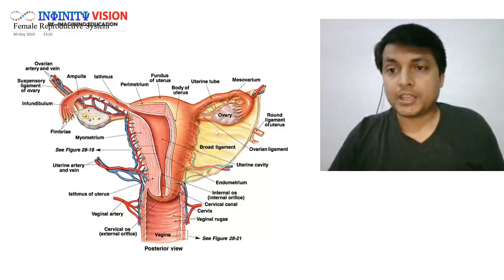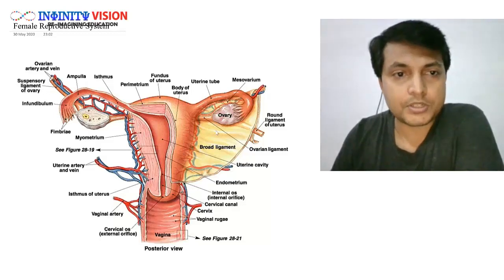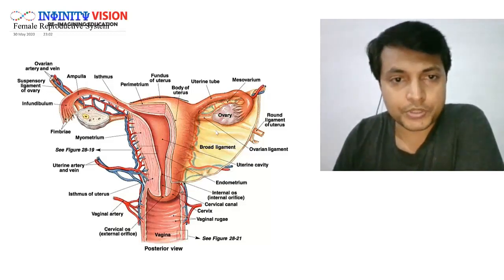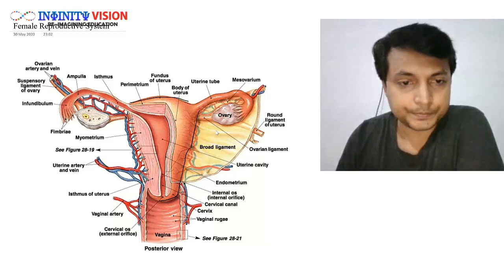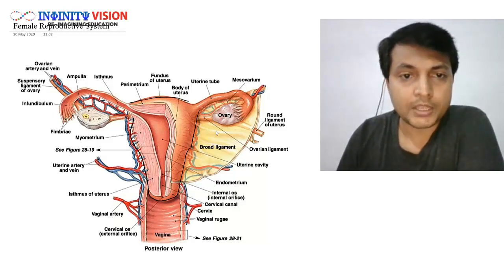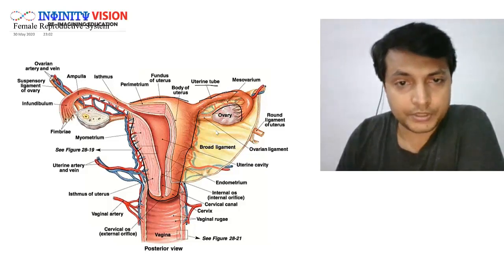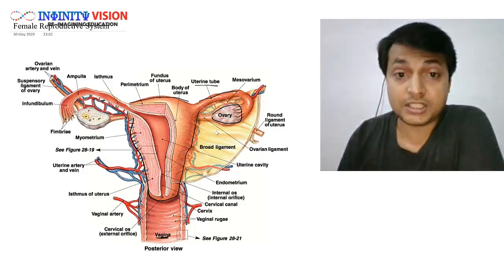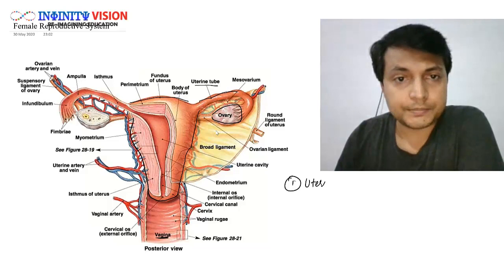So if we look at the female reproductive system, we find that it is mainly composed of the uterus. So this entire part is the uterus. A pair of oviducts, also known as uterine tubes, a pair of ovaries, vagina, and external genitalia. Okay, so let me write it here. The female reproductive system is mainly made up of uterus, right?